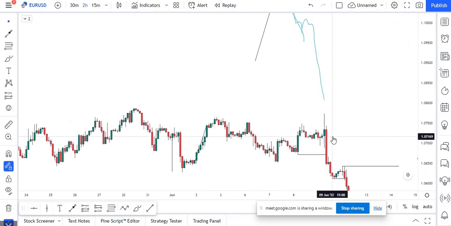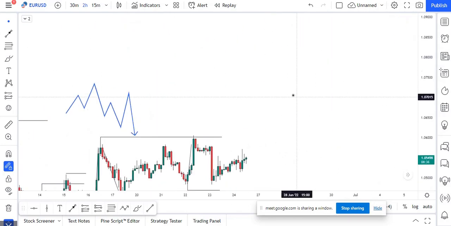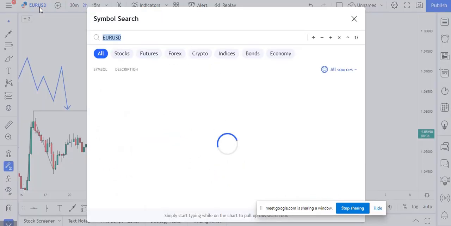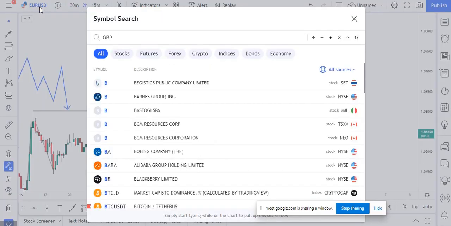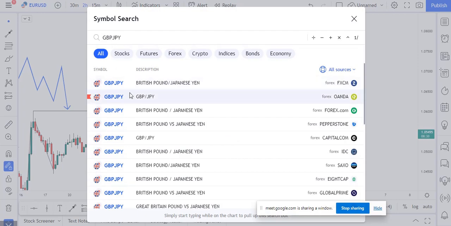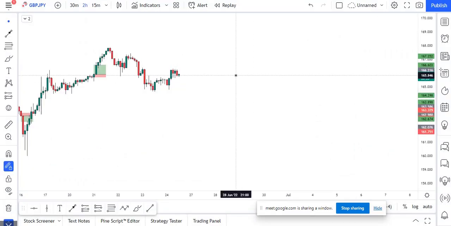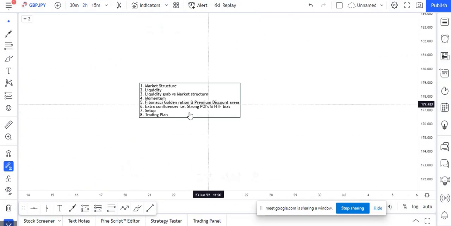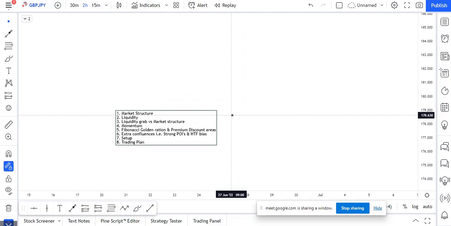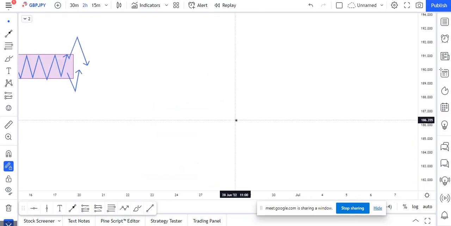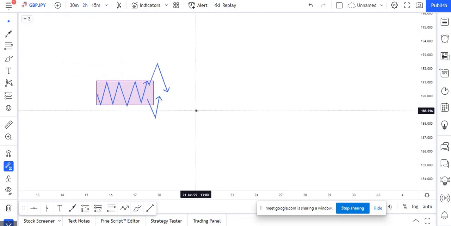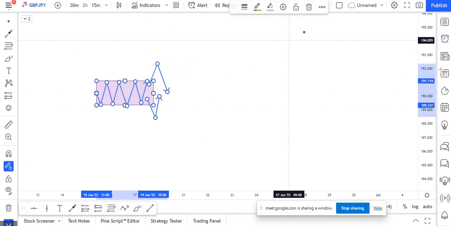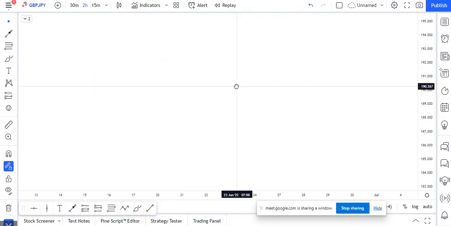Yeah, I'll just cover that. So moving down to the next thing: Fibonacci golden ratio and premium discount areas. All right, so let me explain that from a theoretical perspective first, and then on the real market.